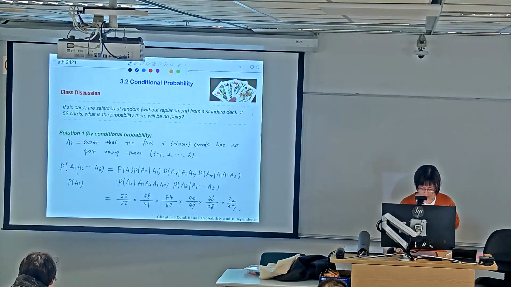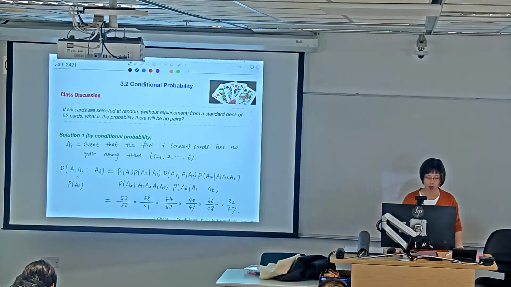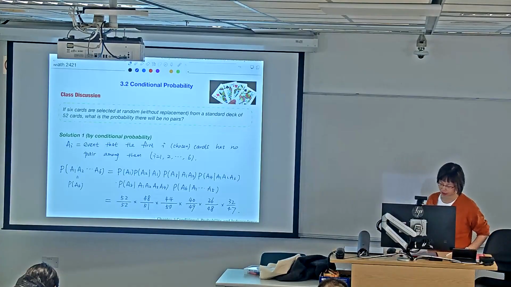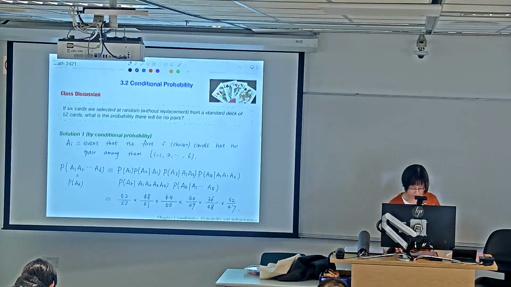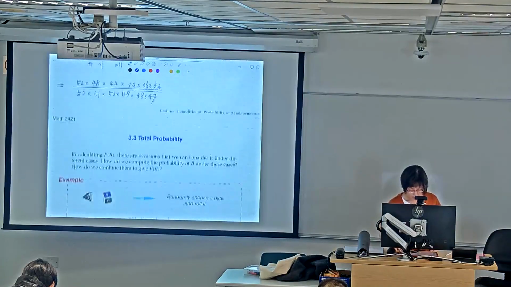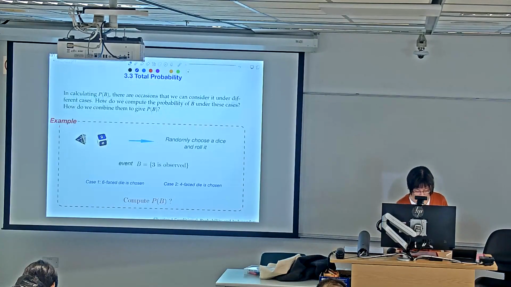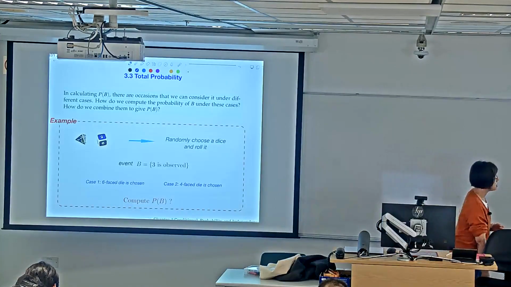Okay, so that's the concept for conditional probability, and one little application is called the multiplication rule. We can compute the probability of intersection of events using conditional probability. Now let's move on to another application. This is called the total probability. So this is one of the motivations we have mentioned in the beginning of chapter 3, why we want to use conditional probability. So it can help with this kind of problem.